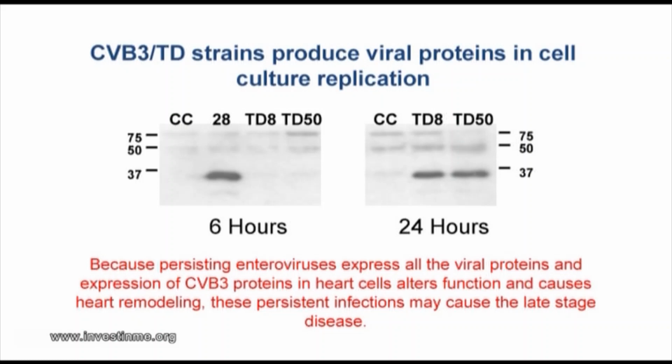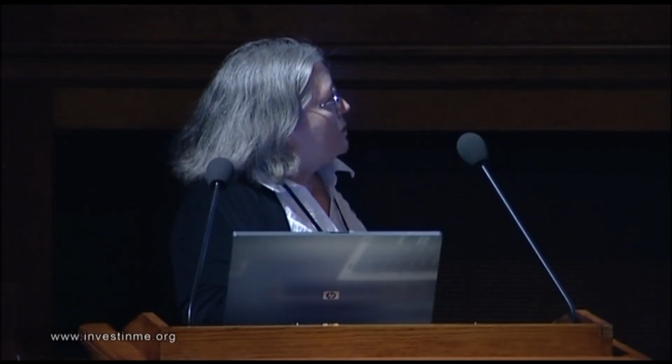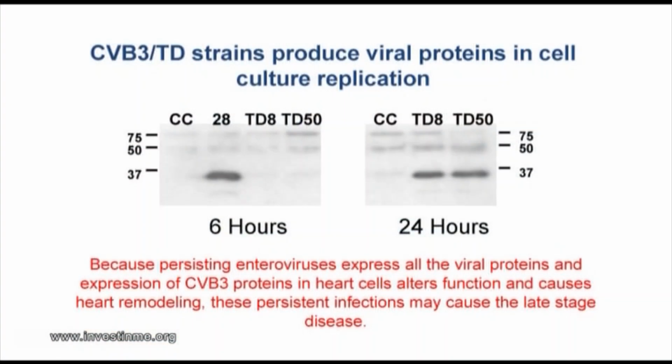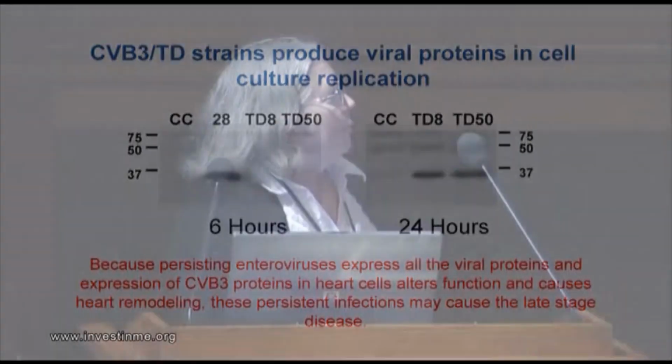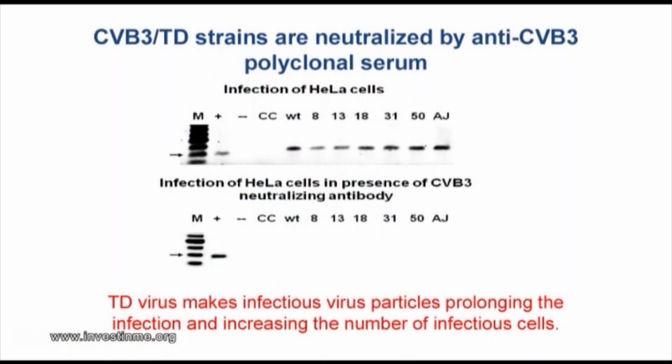I think that this is important because the persisting viruses express all the viral proteins. So all of those effects that you might have on the cell can happen, but without actually killing the cells. So this is an explanation of how these persistent infections can remodel a cell, can make it have altered function, but without killing the cell. And if you don't kill the cell, it's far harder for the immune system to clear you out.